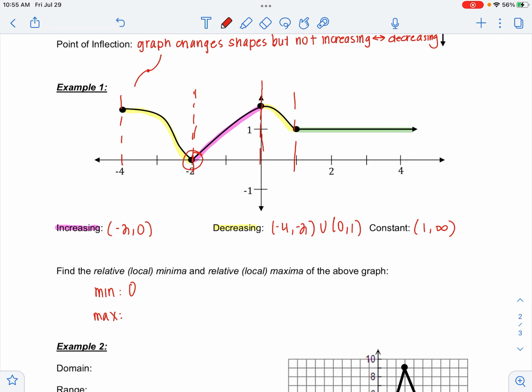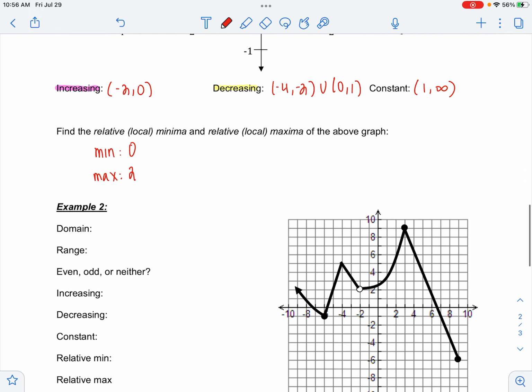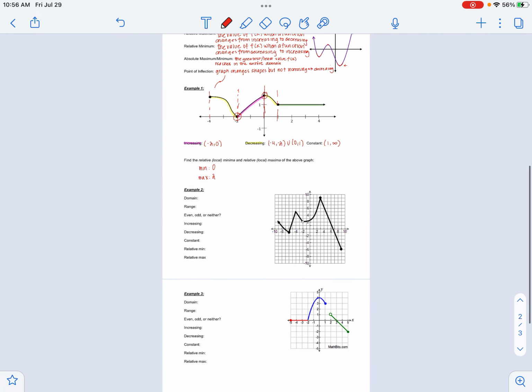Now I'm looking for a relative maxima, so anytime it goes from increasing to decreasing. So that's when it goes from pink to yellow, and that is right here. Once again, I'm not going to say the point 0, 2. I'm going to say the y value, which is 2. Okay? All right. So we have two examples here.